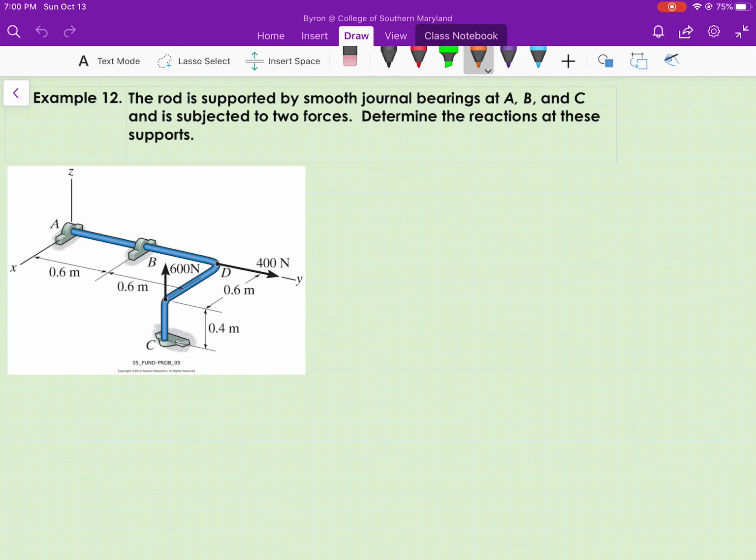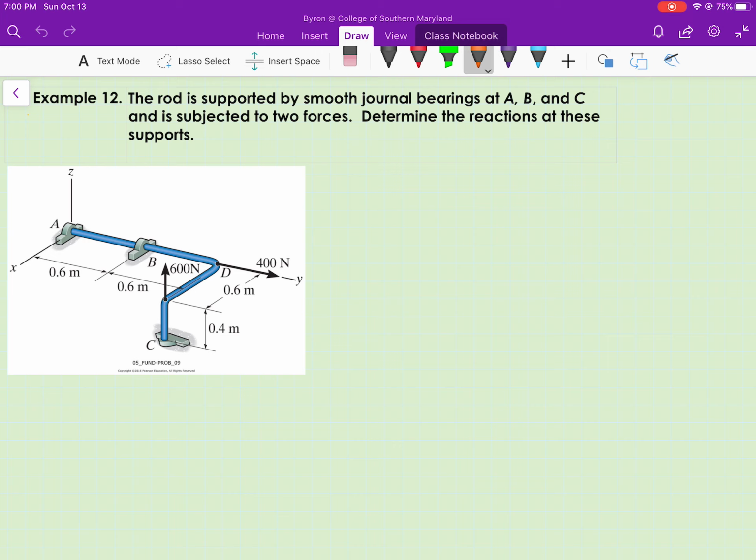In this problem, we have a rod that is supported at points A, B, and C by smooth journal bearings and is subjected to the two forces shown. We're asked to determine the reactions at each of the smooth journal bearings. This is a 3D rigid body equilibrium problem.